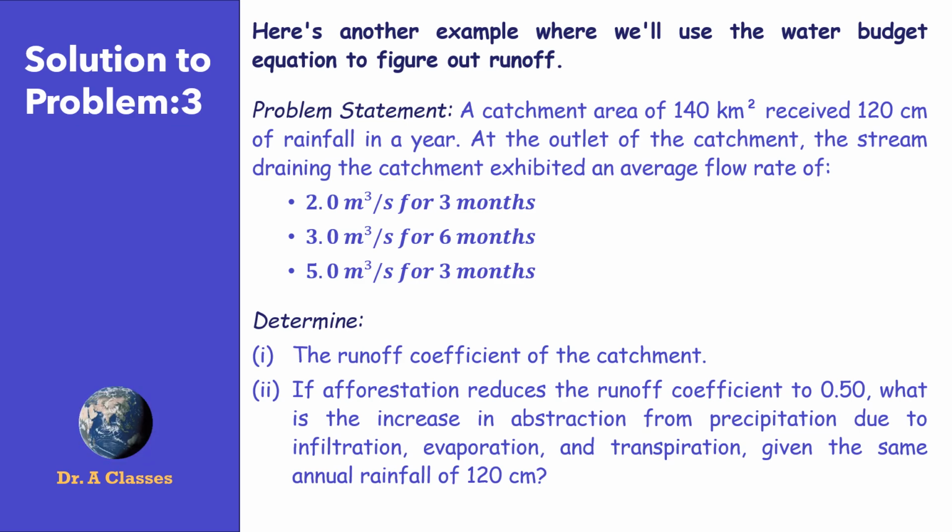Second, if the afforestation reduces the runoff coefficient to 0.50, what is the increase in abstraction from precipitation due to infiltration, evaporation and transpiration given the same annual rainfall of 120 centimeters?